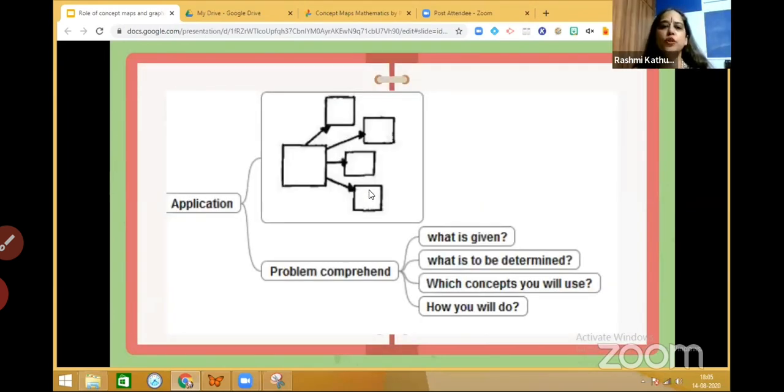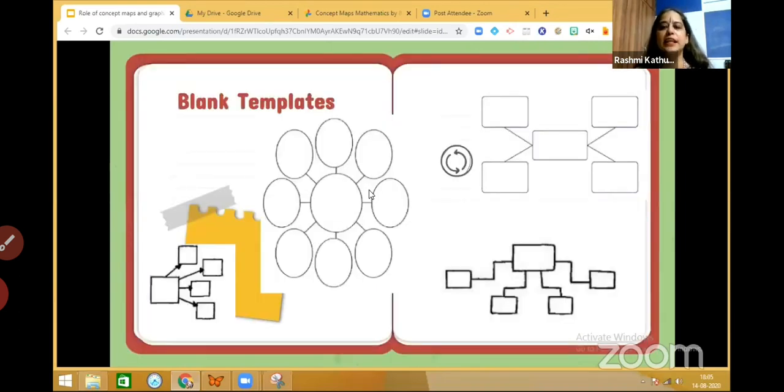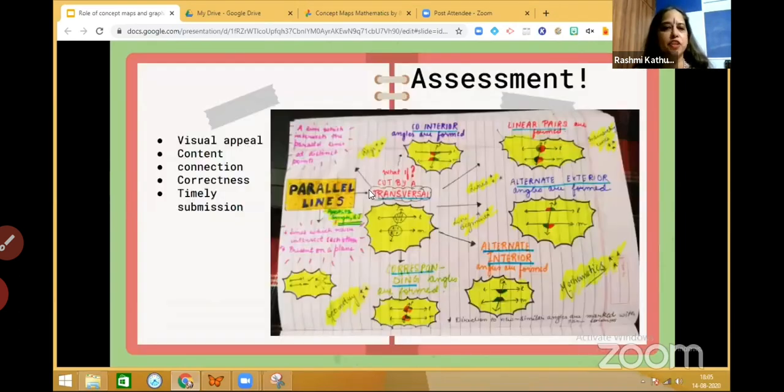See how we do the application part in mathematics. Children comprehend the problem which is given to them and then try to think what is given, what they have to find, and what concepts which they have learned will help them in solving that problem, and after that, how they are going to do this. So these are the variety of blank templates which you can use. And my dear friends, you can use this particular tool for assessment also.